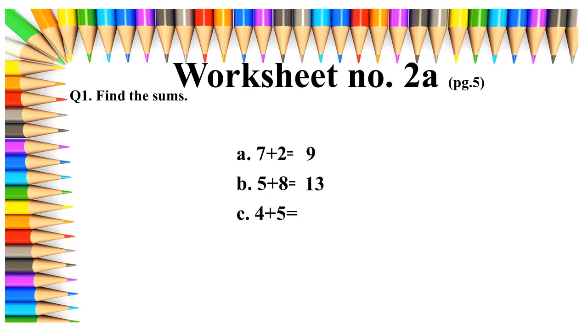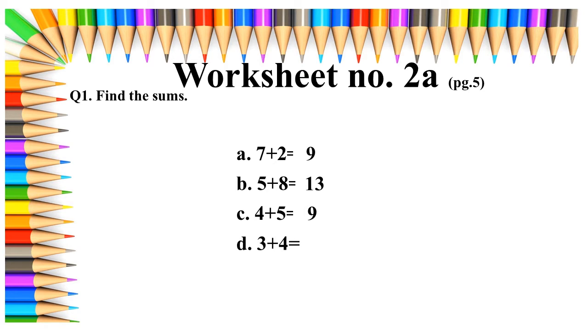4 plus 5. Class, can you guess the bigger number? Yes, 5 is the bigger number. So 5 in my mind and 4 on my fingers. Now again start forward counting from 5 and cover how many fingers? Yes, 4 fingers. 6, 7, 8, 9. So 5 plus 4 is equal to 9.